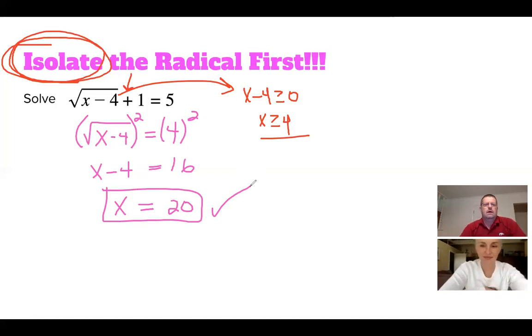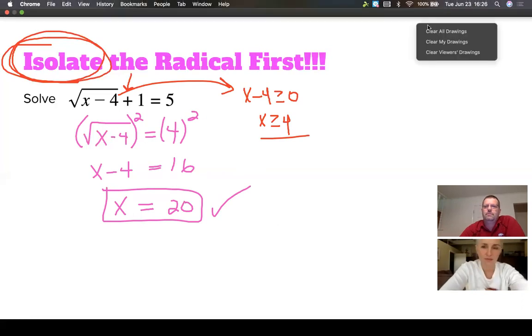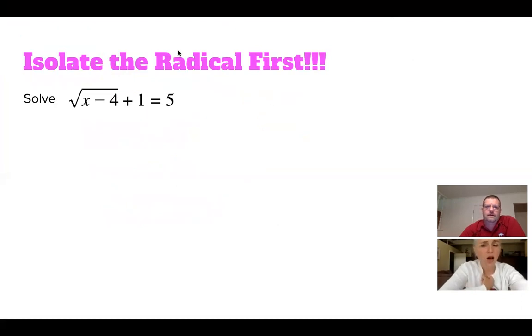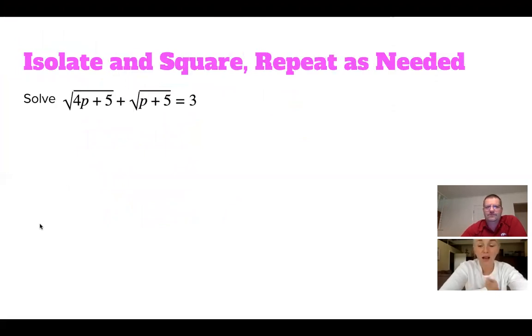All right. So with this isolating, like you said, if there's a number multiplied times the radical, you have to divide by the number. Whatever you've got to do to get the radical alone. But there's a problem with what we just said, because I can't leave well enough alone. What if I have 2 radicals?